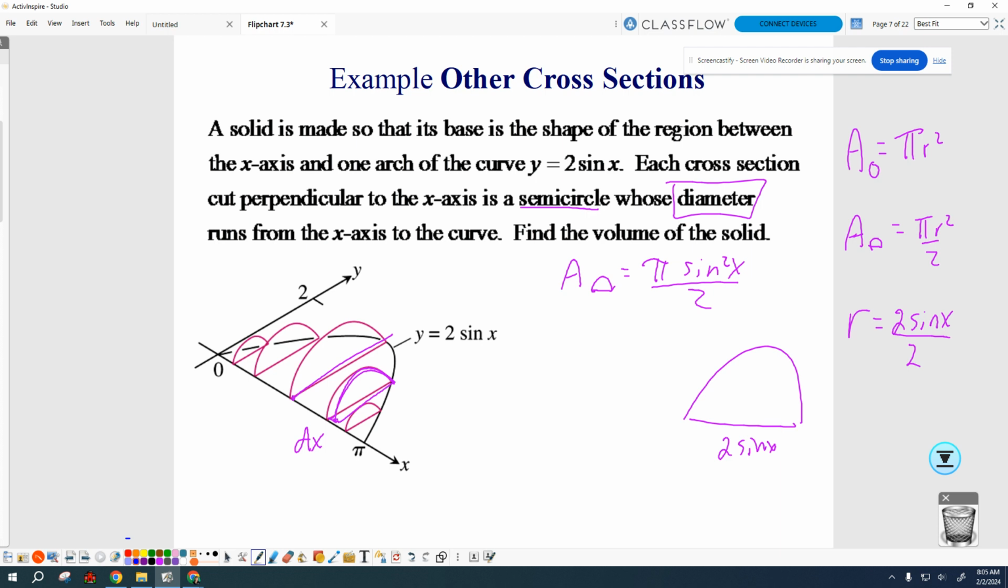So Kai, what do I set up to find volume for this problem? Integrate from 0 to pi.